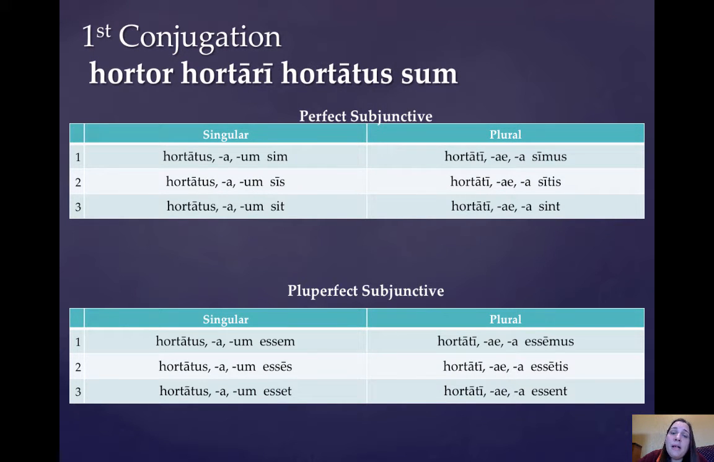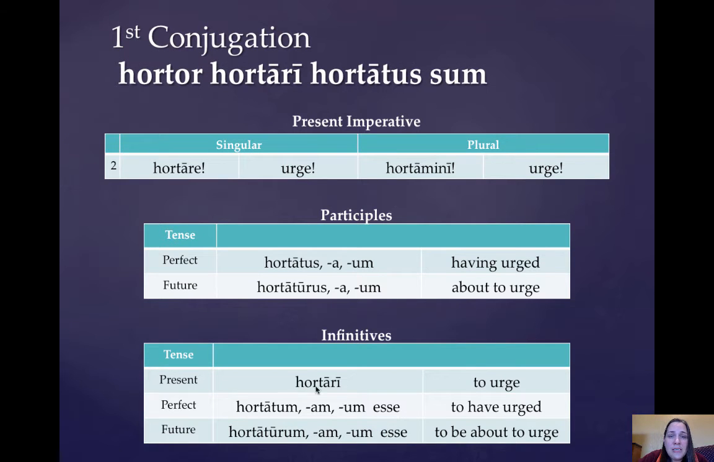So you guys should pause the video and write all these down. I'm not going to go through each and every form orally. Okay, so present imperative, hortārī, urge, hortāminī, urge. The participles hortātus having urged, or hortātūrus about to urge. And then it's three infinitives. Hortārī to urge, hortātum esse to have urged, hortātūrum esse to be about to urge.